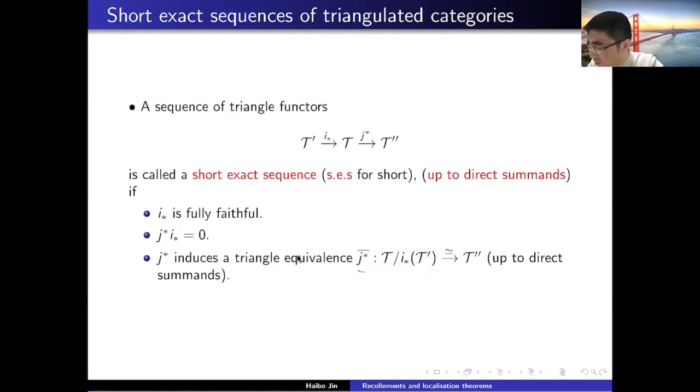So j star induces a triangle equivalence, and if this equivalence is up to direct summand, we call it a short exact sequence up to direct summand. If it's just an equivalence, we call it a short exact sequence, sometimes SES for short.